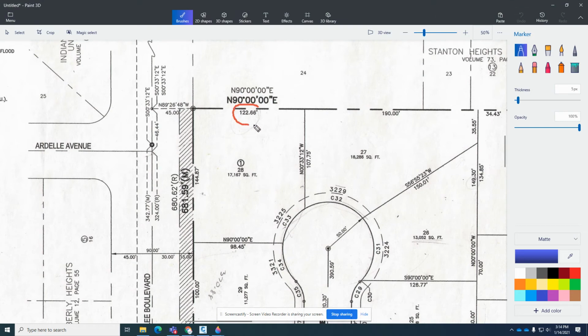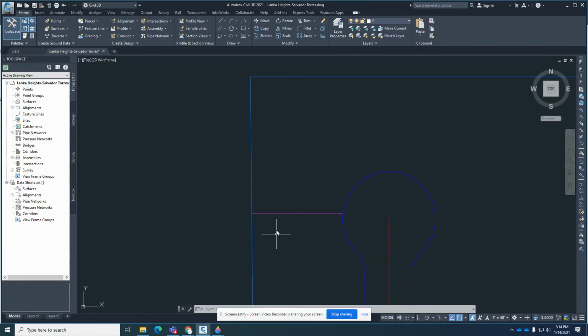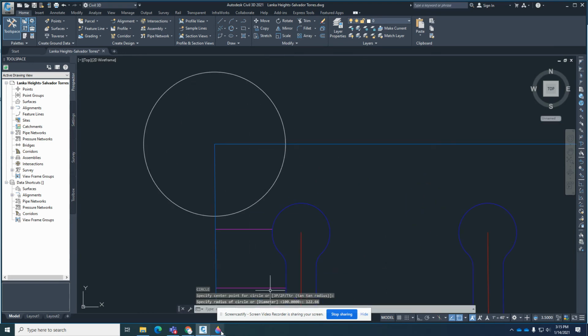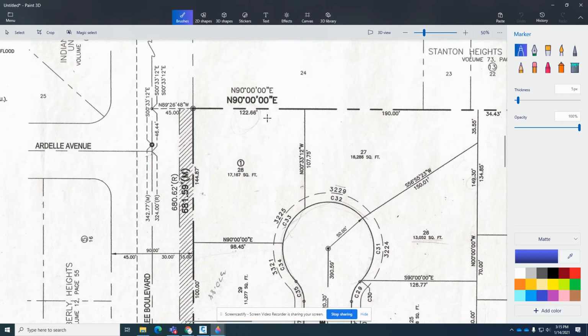Now, it does have a distance of 122.66. From this point to this point is the 122.66. Now, this way is where I need to make sure I consider, well, let me do that first. The 122.66, I'm going to draw that first. So I'm going to draw myself a circle from here, 122.66. Okay. So once I have the 122.66, remember that I need to go from here this way.